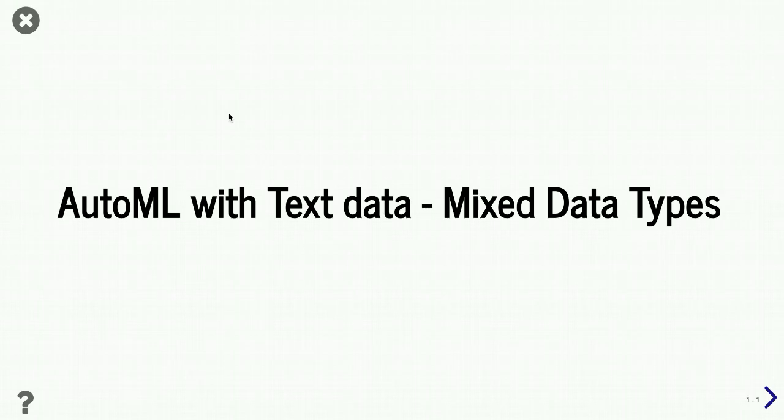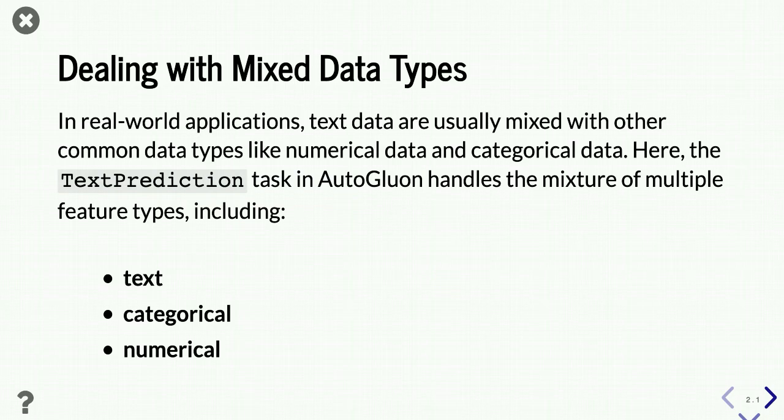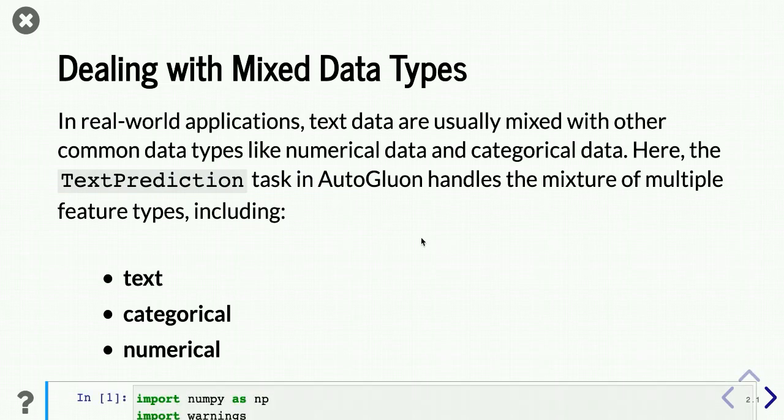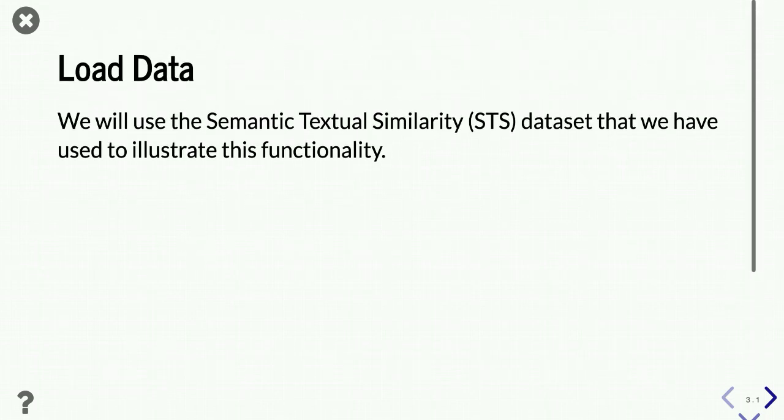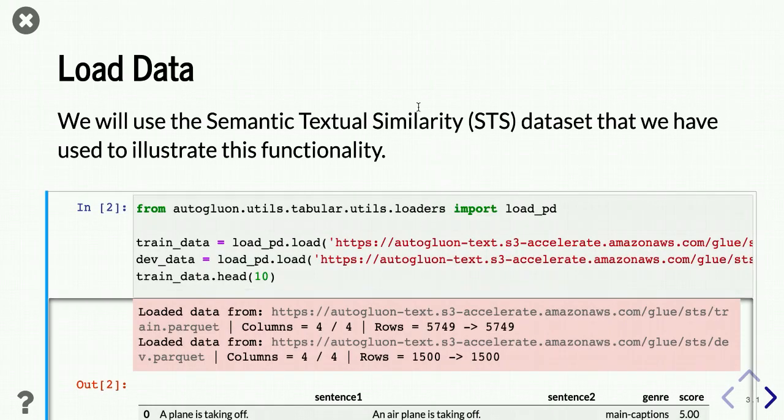Next, let's investigate the setting in which we have multiple data types, including text data, numerical data, and categorical data. Actually, this is very common in real-world applications because text data usually won't appear alone. Text data are usually mixed with other common data types like numerical data and categorical data. Thus, in the text prediction task, we handle this case. So, let's see an example, in which we reuse the semantic textual similarity dataset that we have used.